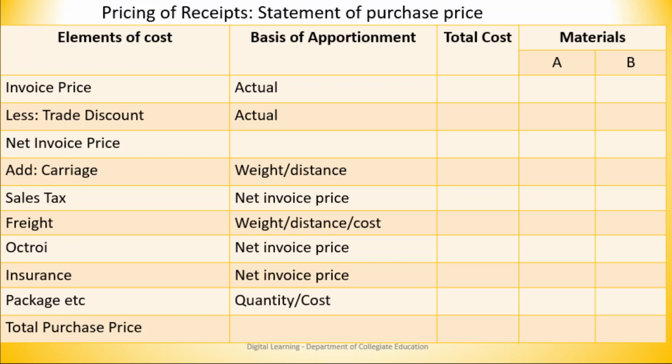This is a format for computation of pricing of receipts, which is calculated by preparing the statement of purchase price. Normally, under elements of costs, we record all those costs that are included. Basis of apportionment: if the joint costs are given, the given joint costs are apportioned on an appropriate basis. Total costs and for different types of materials.